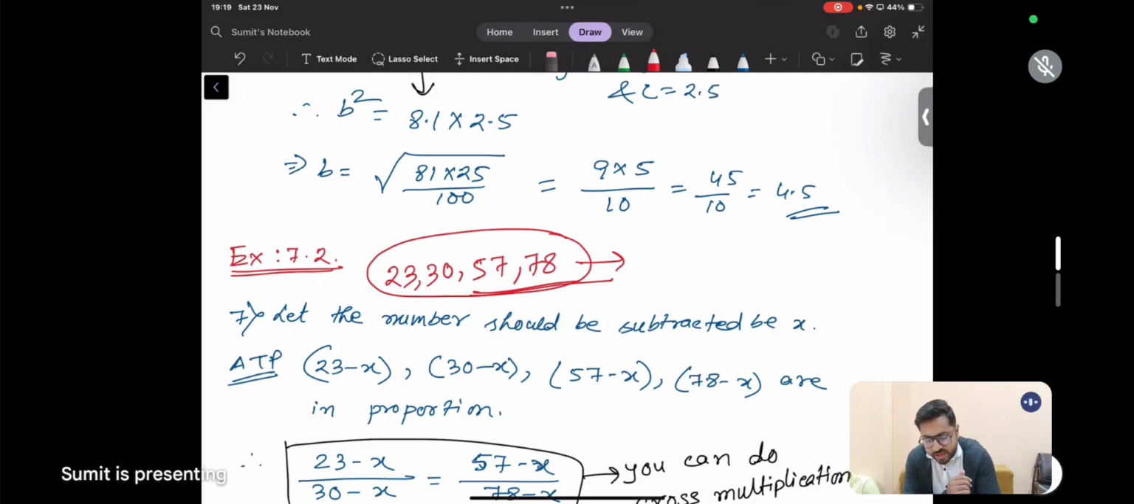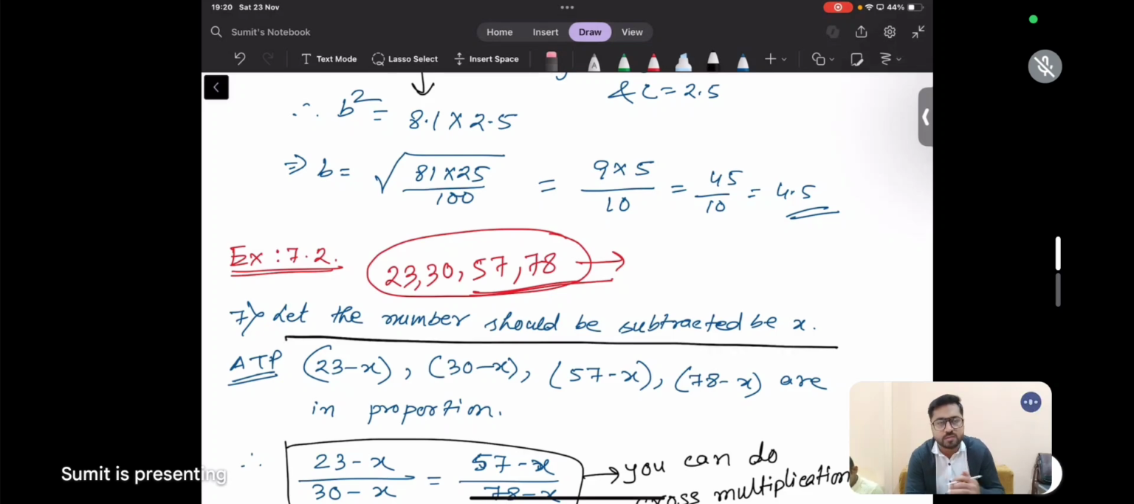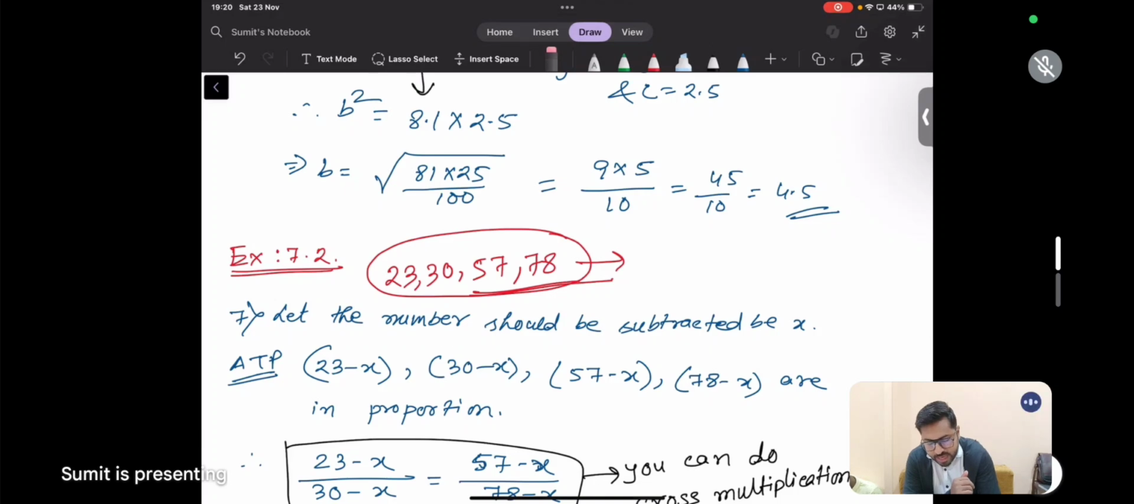That means I have taken that let the number to be subtracted be x. Let we will subtract x. Okay. So if we subtract x from the numbers, then the number will become in that way 23 minus x, 30 minus x, 57 minus x, 78 minus x. ঠিক আছে? In that way.